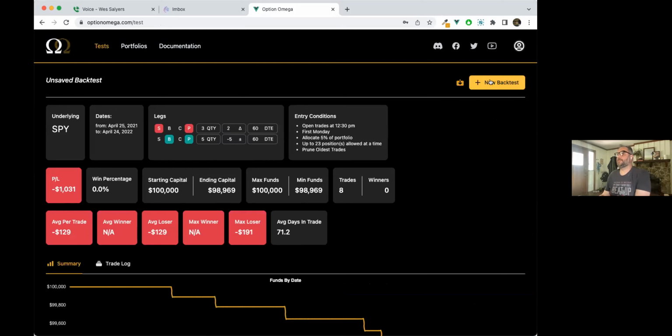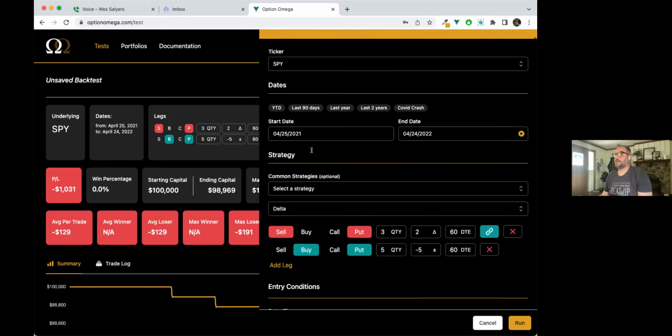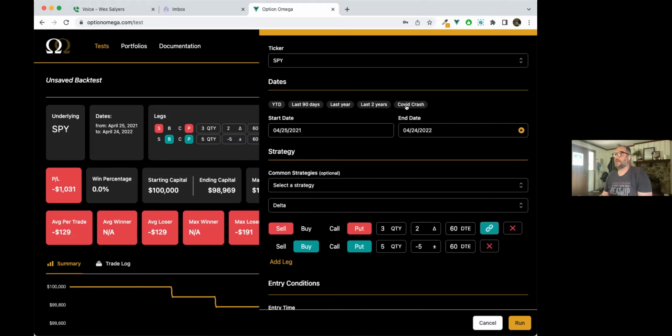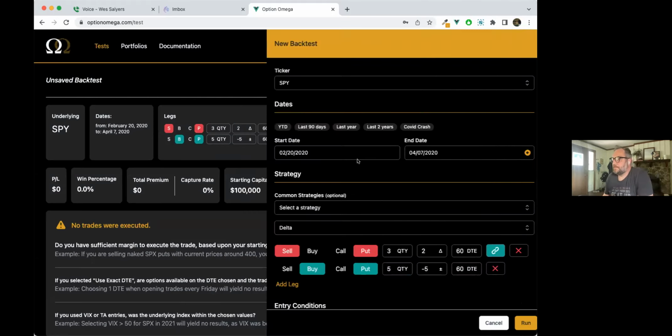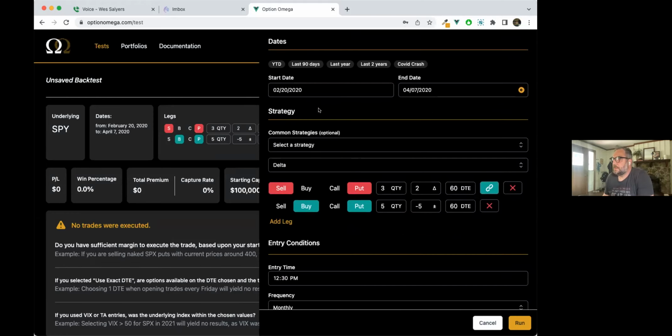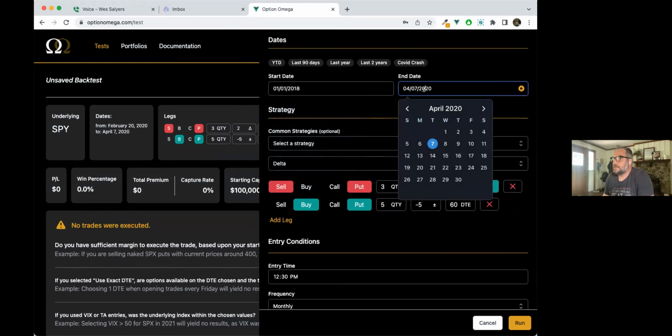This is year to date. Let's go back and run this from the last year. Because it did great during the COVID crash. Yeah, that's right. Actually, let's just test the COVID crash. I didn't have enough buying power. Let's do the same one we did since 18, January 18 to Friday.